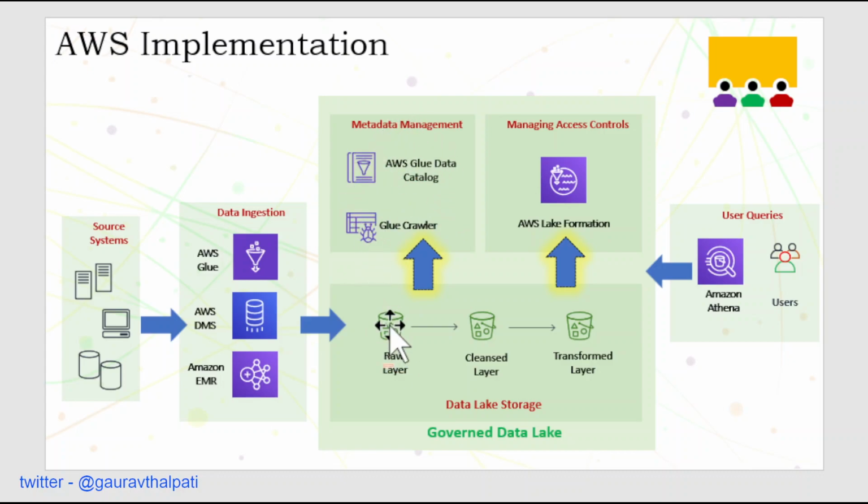You should be doing this for all the layers, not just the raw layer, because you are going to query your cleanse layer, you might be querying your transform layer, and you might be querying your raw layer. So do it across all the layers: you build the catalog and keep your metadata in it. Now how do you query this data? Once the data is in the catalog, you can query it using Amazon Athena. Users would log into Athena and query it.